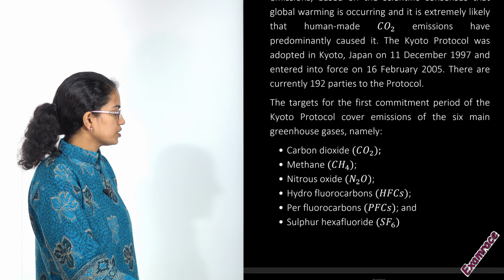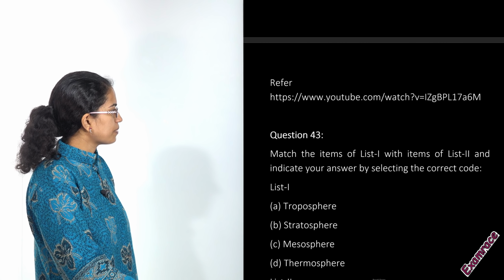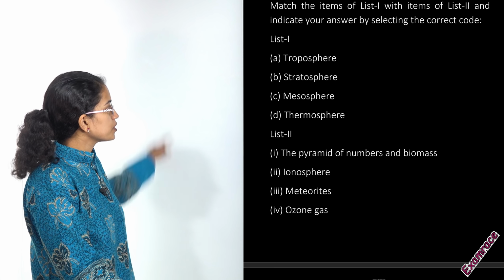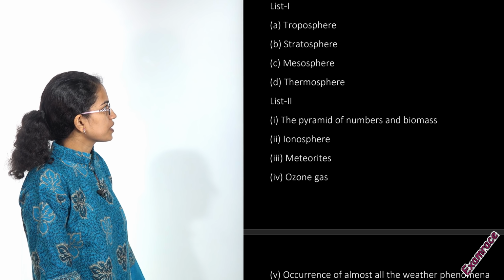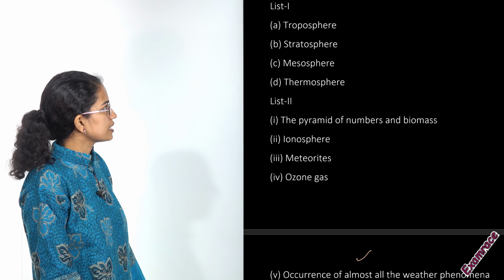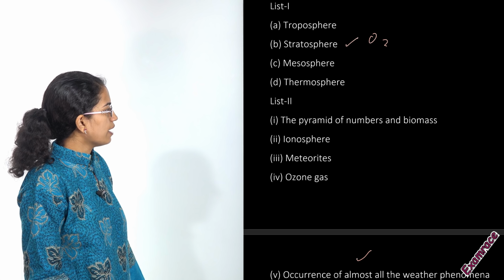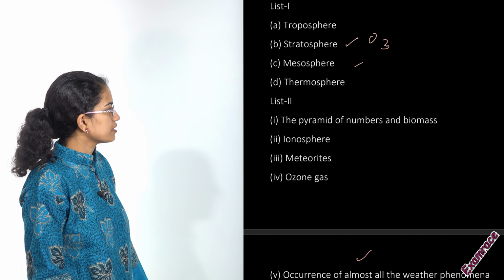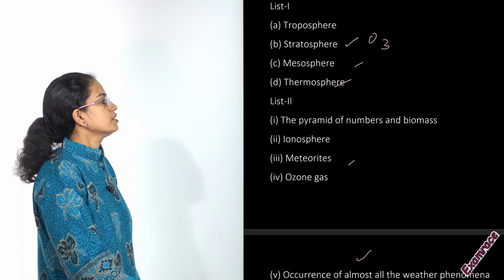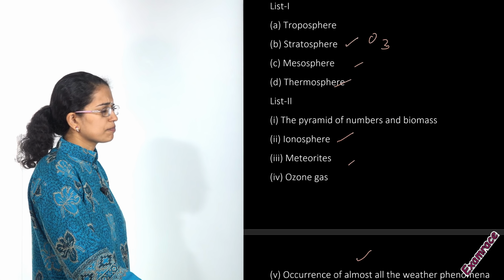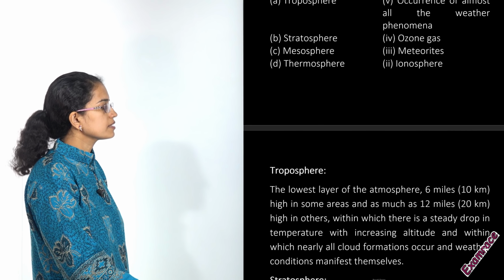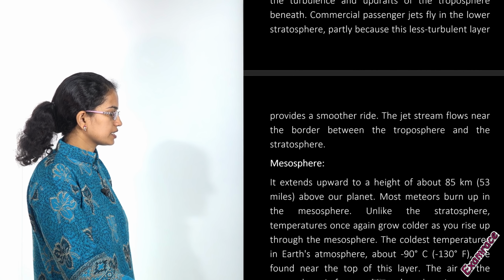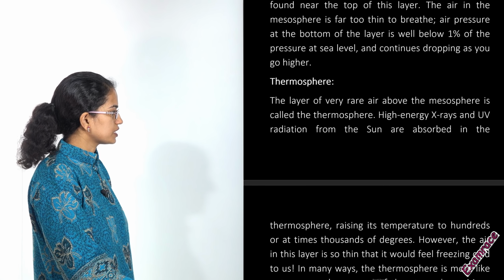The next question was, you have the various layers and you have to match with the correct ones. So troposphere is the one where you have the weather phenomena that are seen. Stratosphere, where you have the ozone, that's O3. Mesosphere, you have meteoroids, and thermosphere is the layer where you have ionosphere that is seen. So those are the correct matches. A very simple and theoretical question. We have covered the layers of atmosphere in one of the lectures. Very important for your NET examination, the basics of geography as we say.